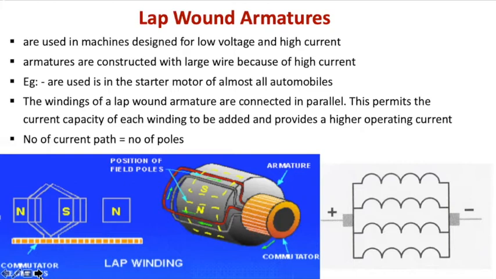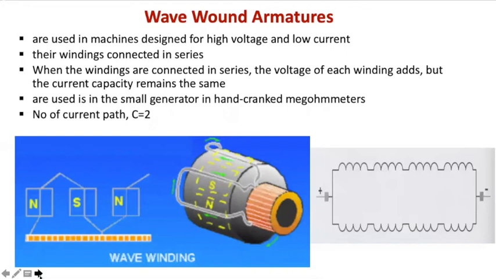Now if you see the windings on the bottom, it is not the circular section of the commutator, but an open section. And if you see the wires from one pole to the other pole, they go forward just one slot each, and therefore it looks like they are overlapping each other. Hence the name lap winding.